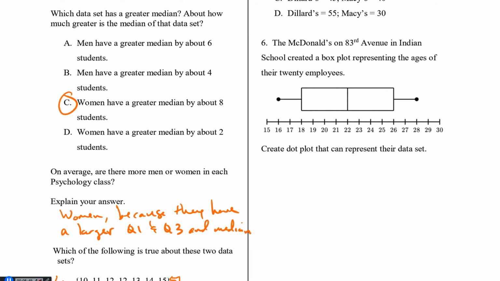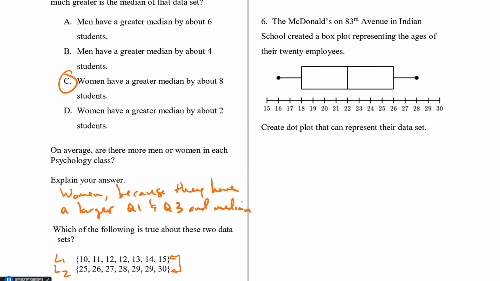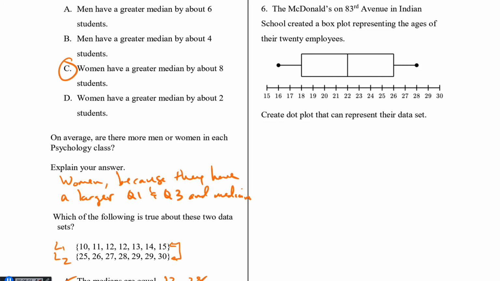Number 6. The McDonald's at 83rd and Indian School created a box plot representing the ages of their 20 employees. Create a dot plot that can represent their data. So a dot plot, first thing I want to do is look at the distribution. We know that there's 20 employees, and it looks like all these sections are the same size. So it looks like this should have a symmetric distribution. The thing that we can tell is the largest number is 28, the smallest is 16.